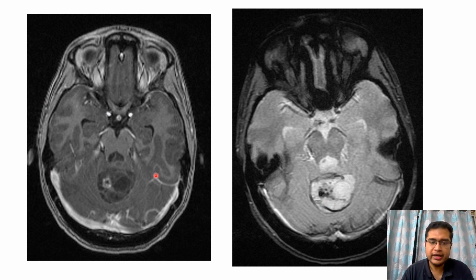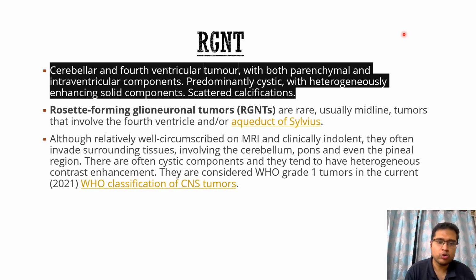So a lot of DDs are there, but one of the important DDs that we have to remember in this particular case of pediatric brain lesion is, so this was a case of RGNT, that is rosette forming glioneuronal tumor, which is actually a rare, usually midline tumor that involves the fourth ventricle and the aqueduct of Sylvius. And although relatively well circumscribed on MRI and clinically indolent, they often invade the surrounding tissues involving the cerebellum, pons, and even the pineal region. And often cystic component, they tend to have heterogeneous contrast enhancement. They are considered grade 1 of WHO in the current WHO classification of the CNS tumors.